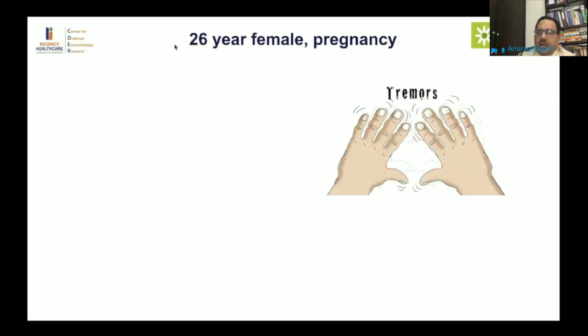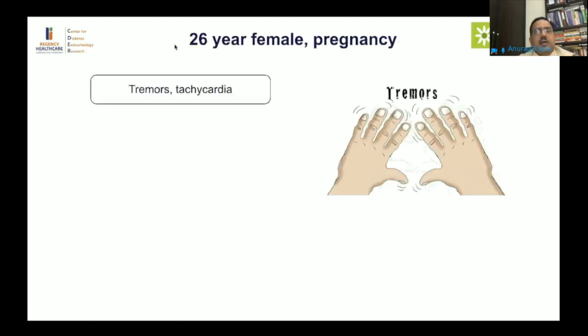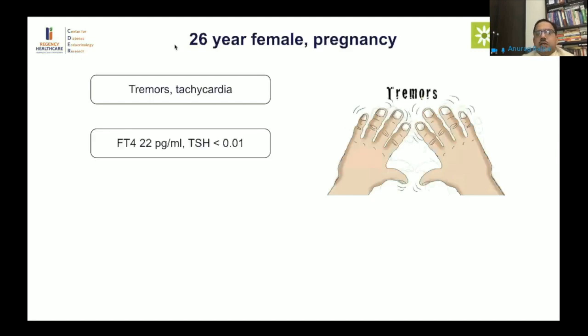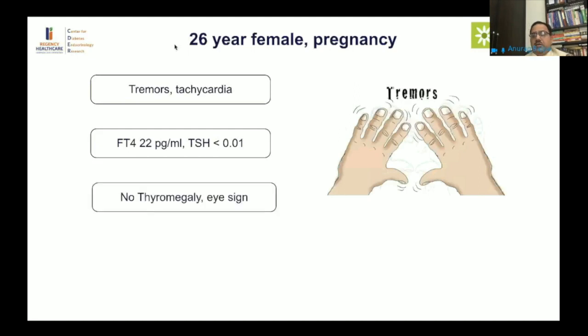Now we talk about another situation, a 26-year-old female presenting with pregnancy and tremors. We find that she has tremors, tachycardia, features of thyrotoxicosis. FT4 levels are not very high, TSH is slightly low, there is no thyromegaly, there is no eye sign. So what is the possible cause of this constellation of findings?